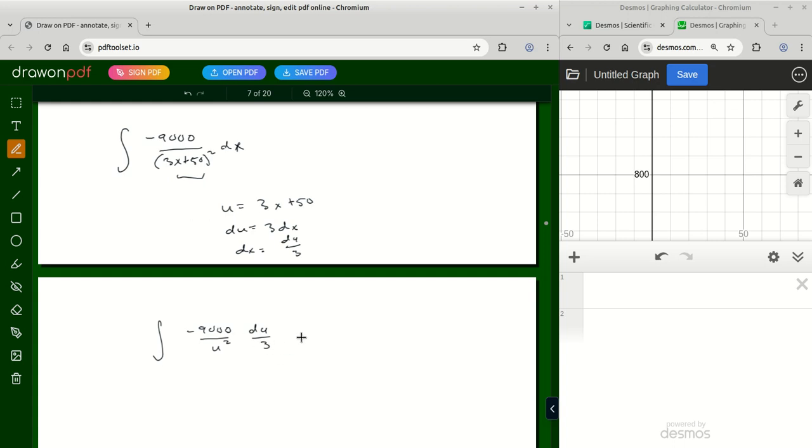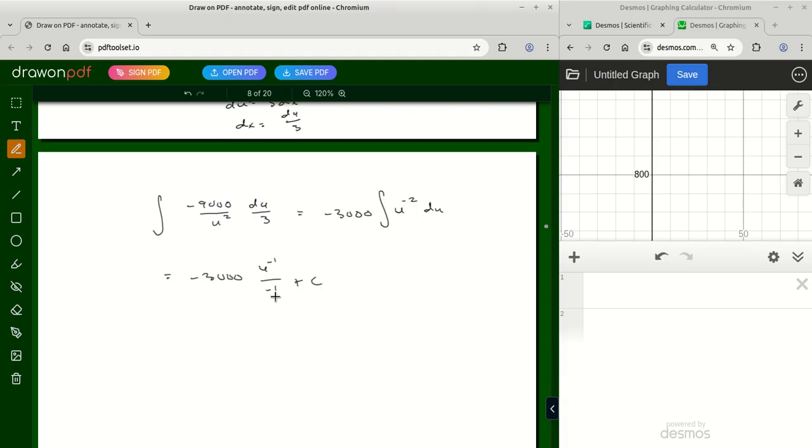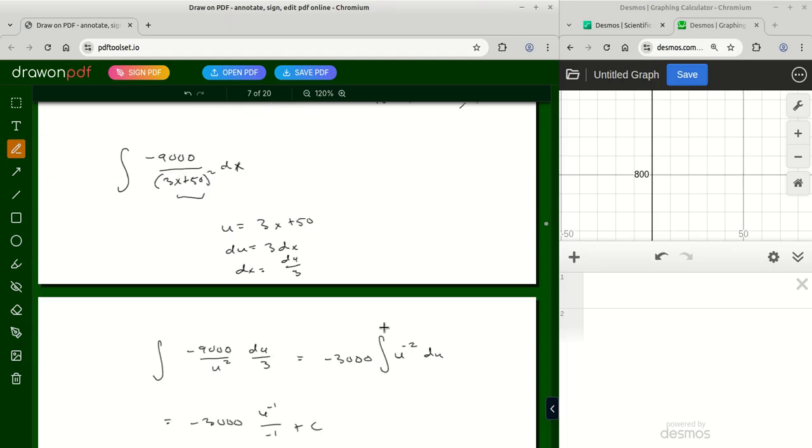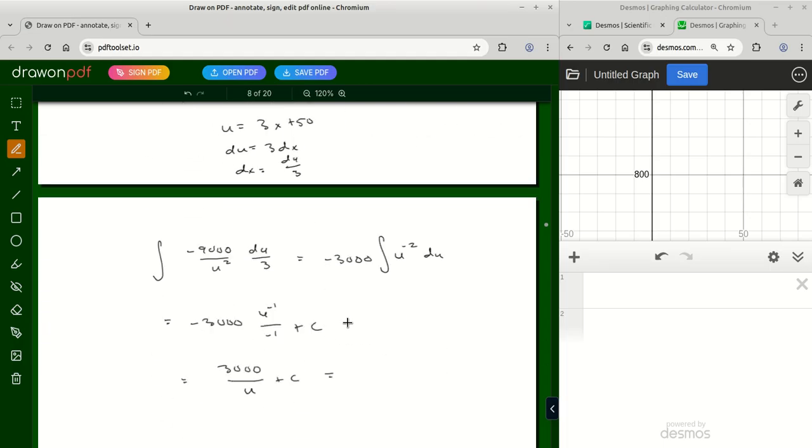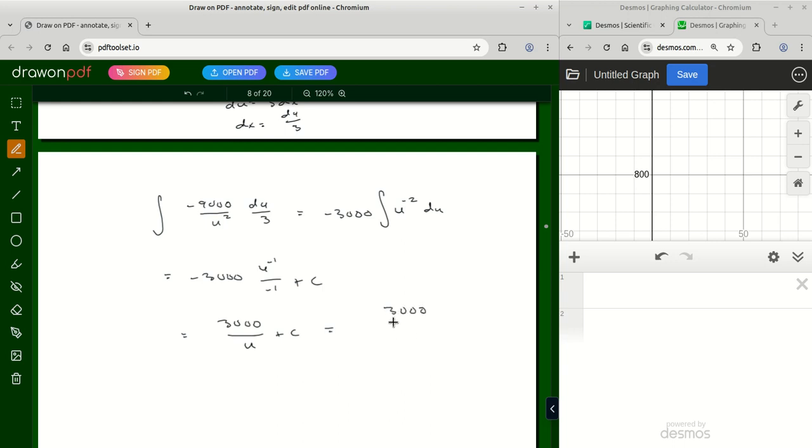Well, the 9,000 and the 3 mush together, and you can put them in the front as a 3,000. And this u to the 2 down there is a negative 2 because it's in the denominator. Well, now I can integrate that. So I'm going to add 1 to the power, divide by the new power, plus c. So 2 negatives cancel, make a positive, and technically that u is just stuck in the bottom right there. Well, I already know what formula for u is. It's right there, 3x plus 50. And then plus c.